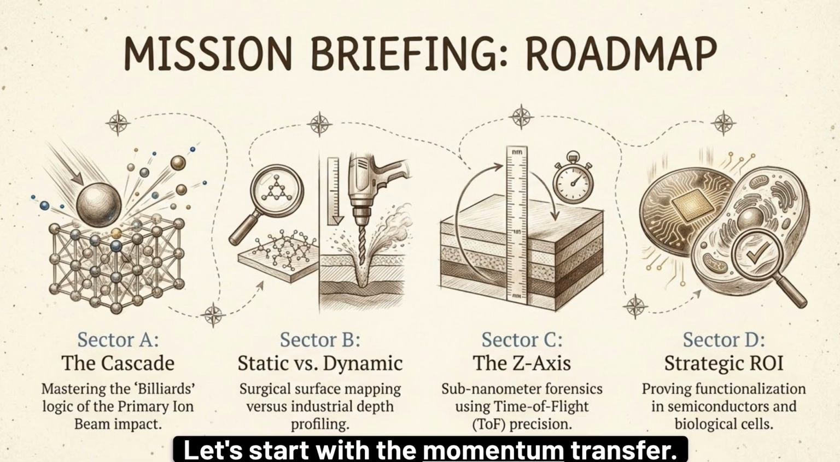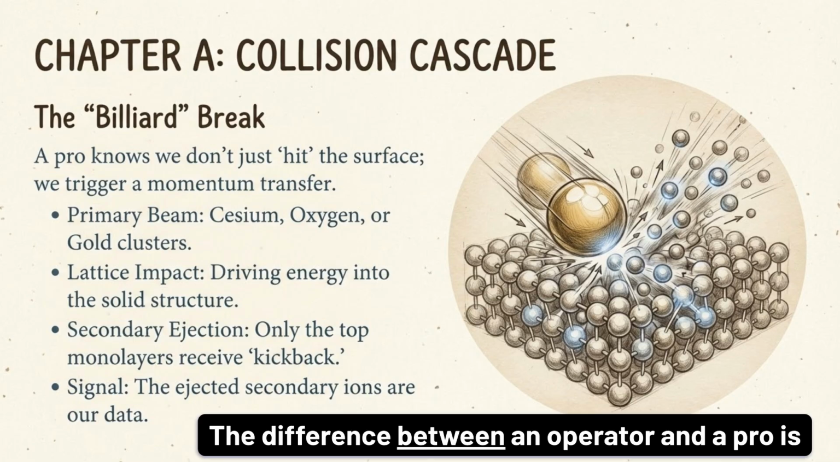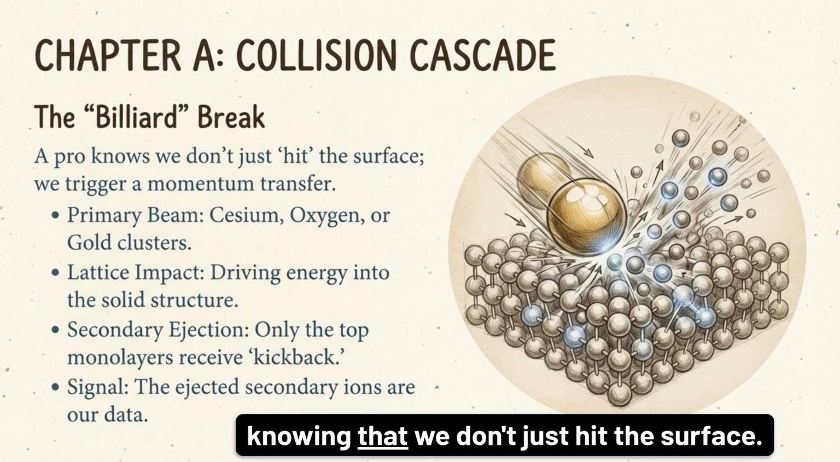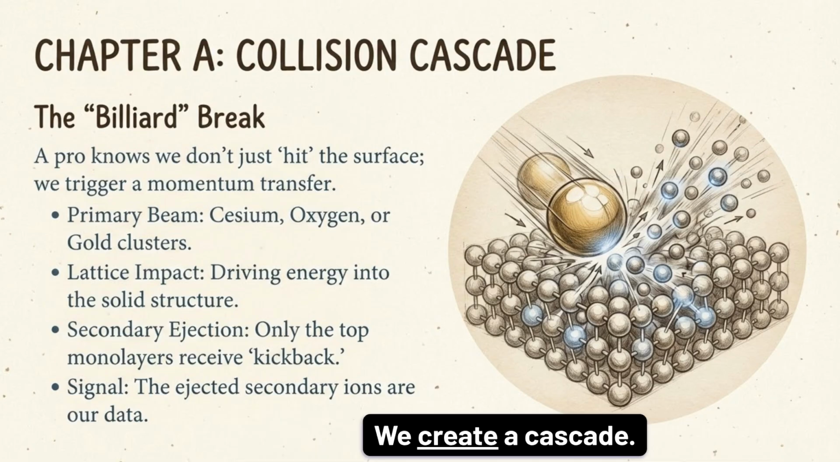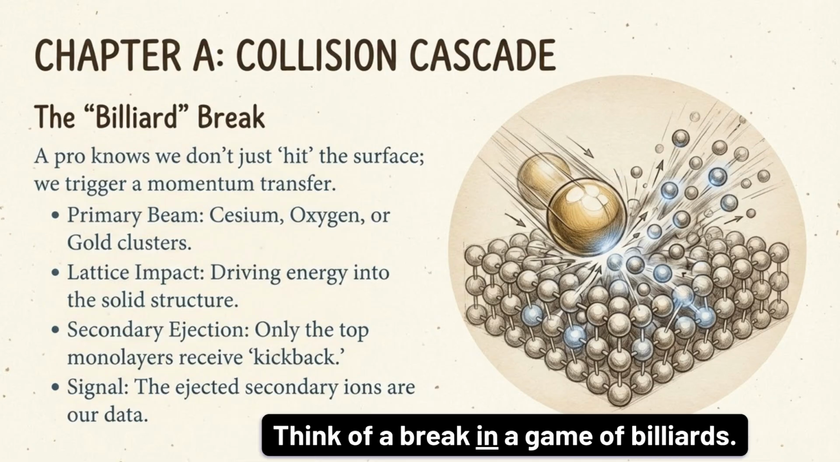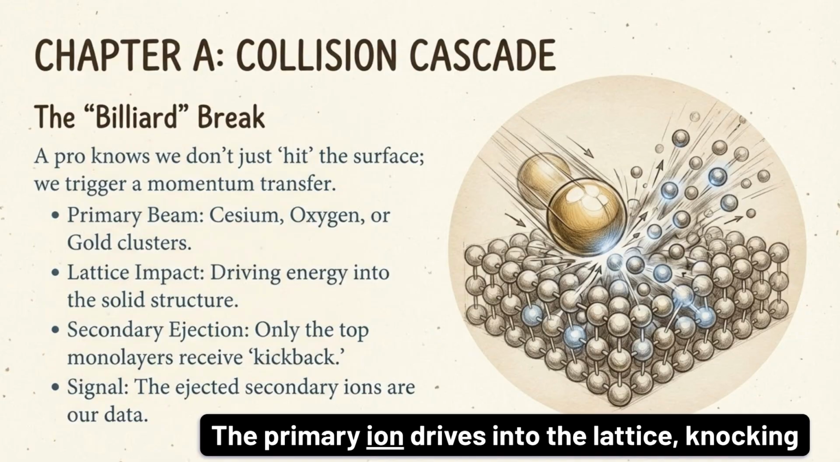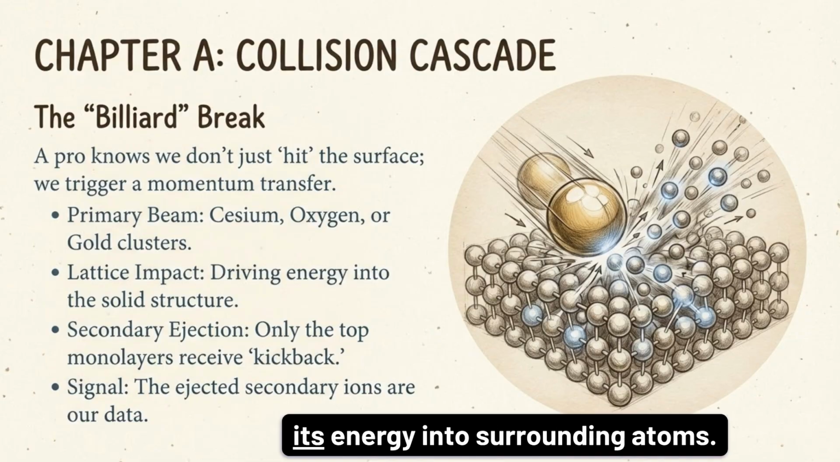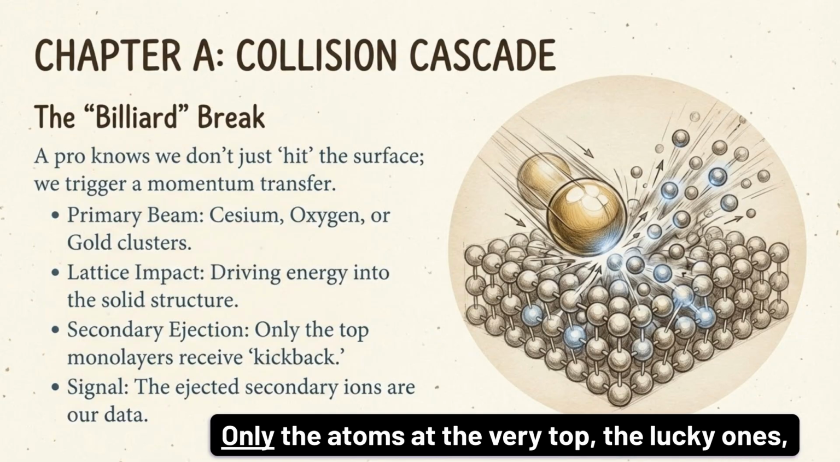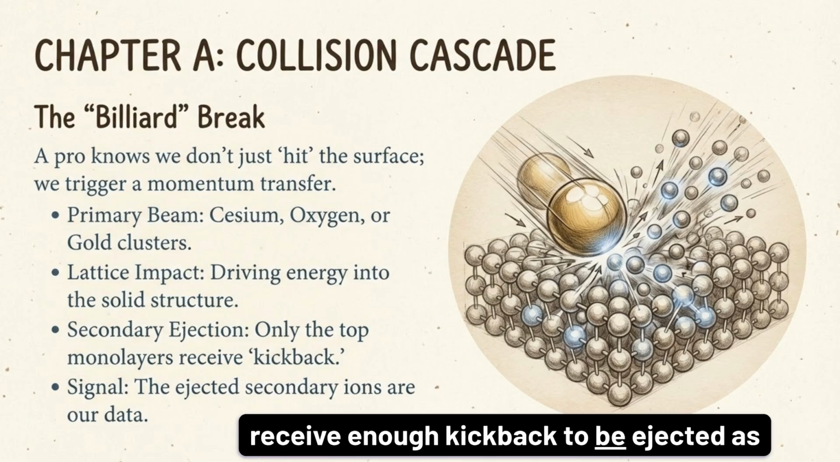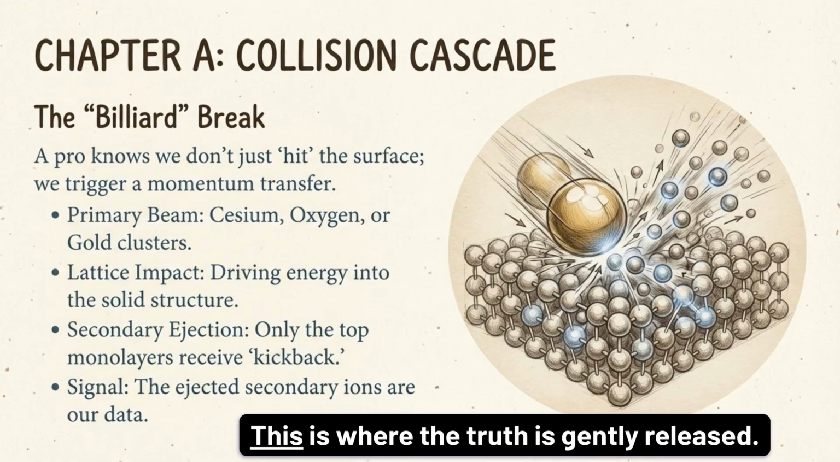Let's start with the momentum transfer. The difference between an operator and a pro is knowing that we don't just hit the surface, we create a cascade. Think of a break in a game of billiards. The primary ion drives into the lattice, knocking its energy into surrounding atoms. Only the atoms at the very top, the lucky ones, receive enough kickback to be ejected as secondary ions. This is where the truth is gently released.